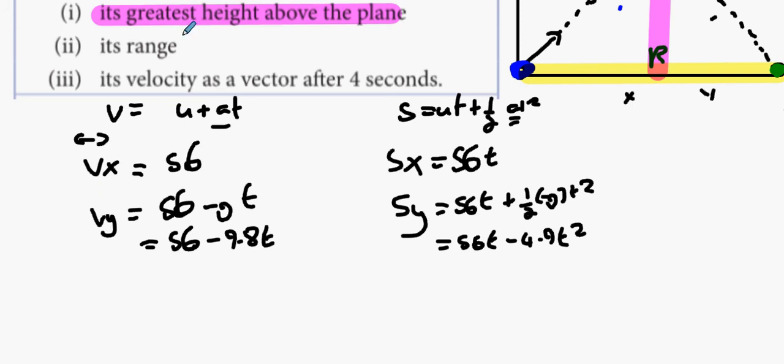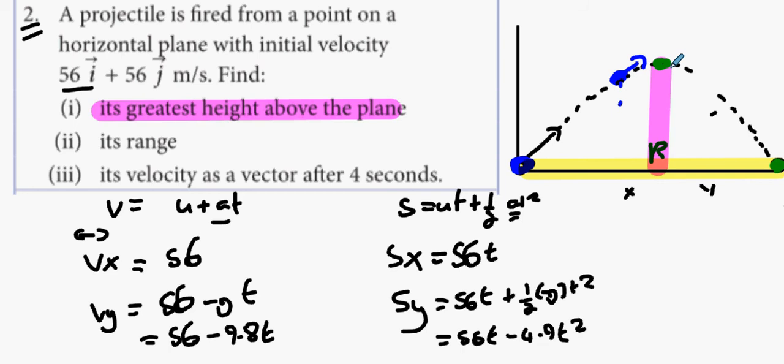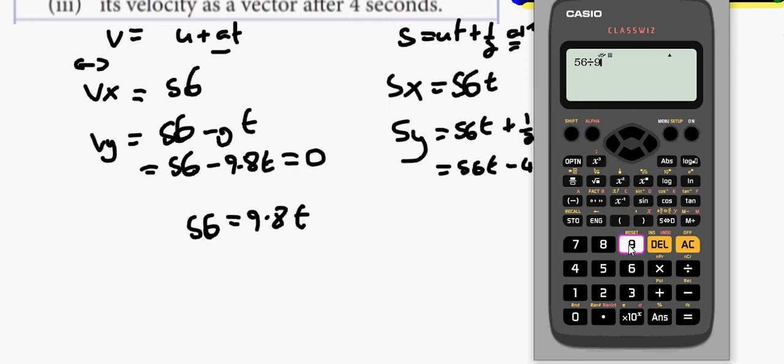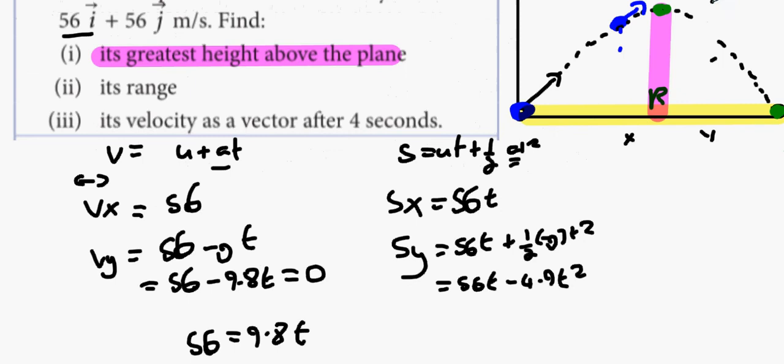Alright. What does it want from us? The greatest height above the plane. What's guaranteed about the greatest height above the plane? What did I say earlier? It's no longer going upwards. So what does that mean? Which one's 0? Vy. Perfect. Vy equals 0. Well, why don't we just put Vy equals 0 then, won't we? So what do we get then? 56 equals 9.8 T. 56 divided by 9.8 is 40 divided by 7. Leave it as a fraction. T equals 40 divided by 7. Are we okay with that? So, at our maximum height, the T value is 40 divided by 7.